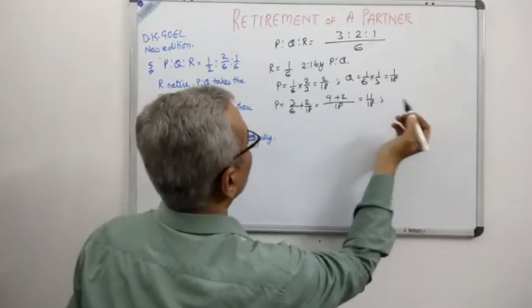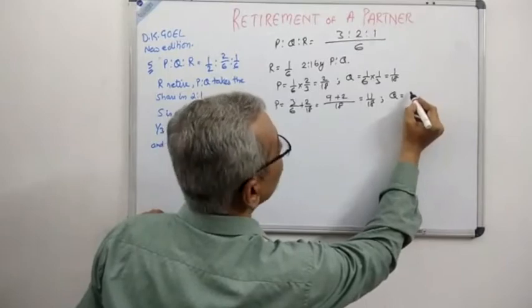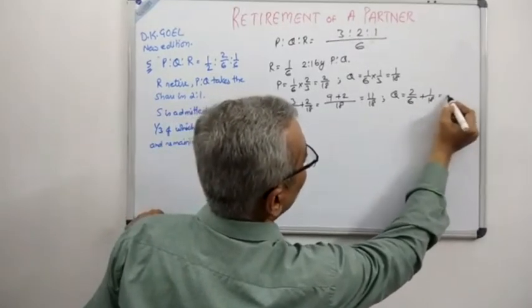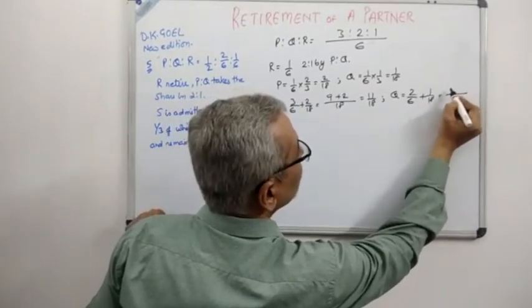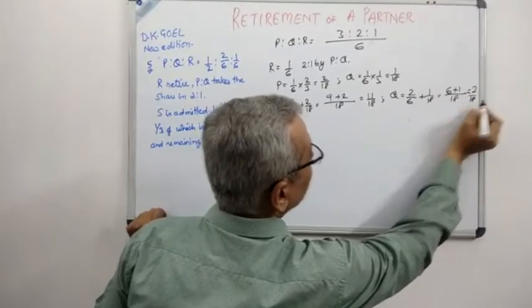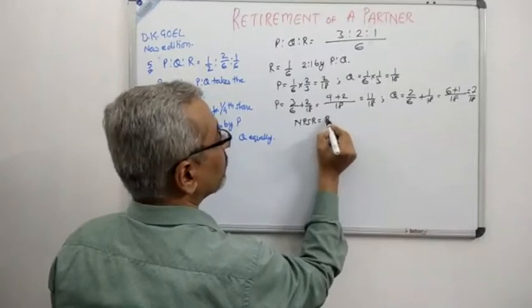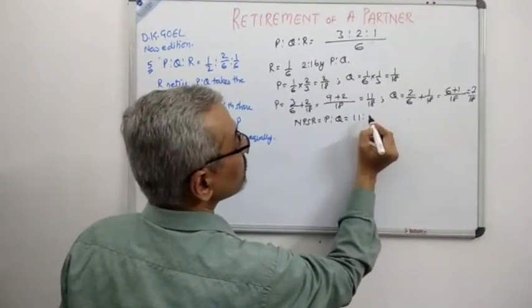And similarly, if we take that for Q, Q's original share was how much? 2 by 6 plus 1 by 18. Now if you see, 18 is the common denominator. So over here we'll have 6 plus 1, that is 7 by 18. So therefore the new profit sharing ratio between P and Q is 11:7.